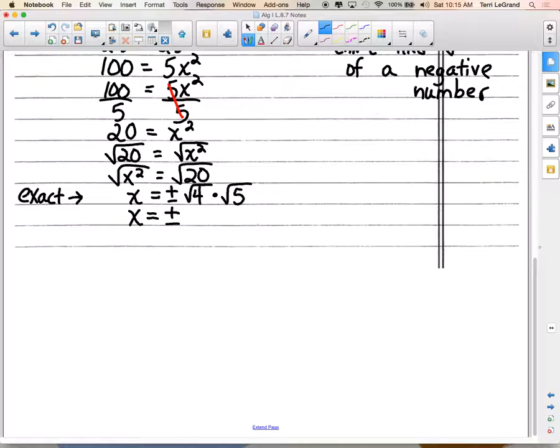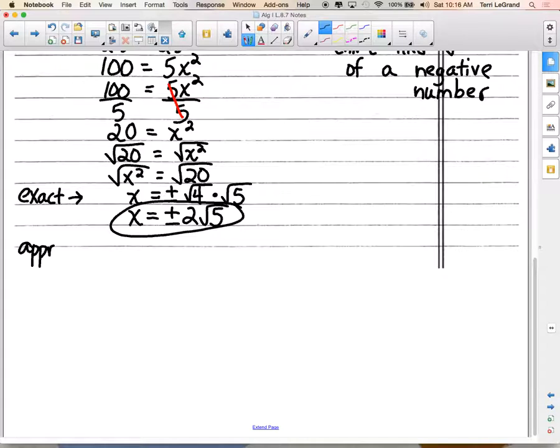We can take the square root of 4. It is 2, no more radical sign. Square root of 5. 5 is not a perfect square. It doesn't have any perfect squares that can go into it, so we're going to have to just leave it the square root of 5. Simplified radical form. We have 2 solutions. The positive 2 square roots of 5, the negative 2 square roots of 5, and now let's do our approximate.